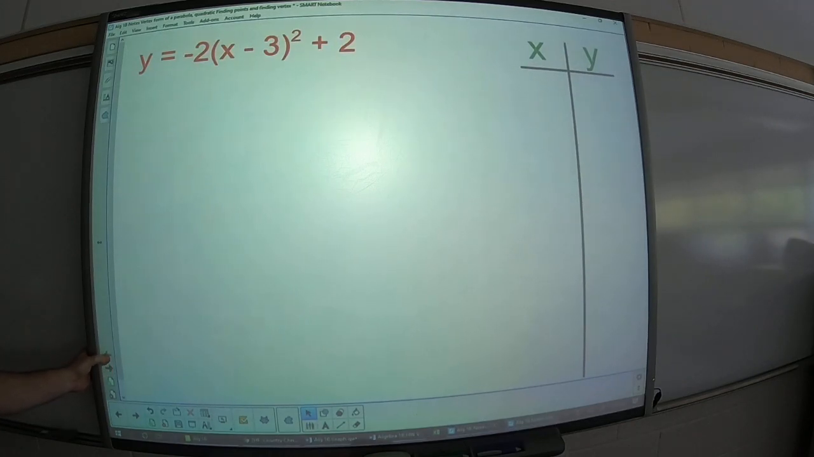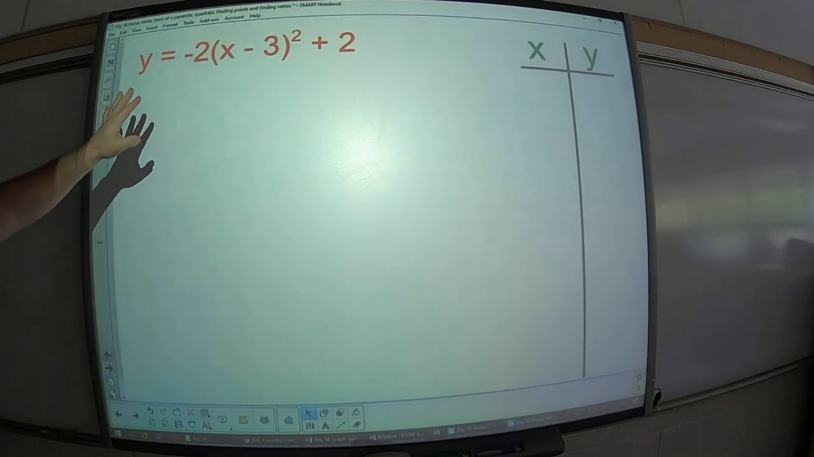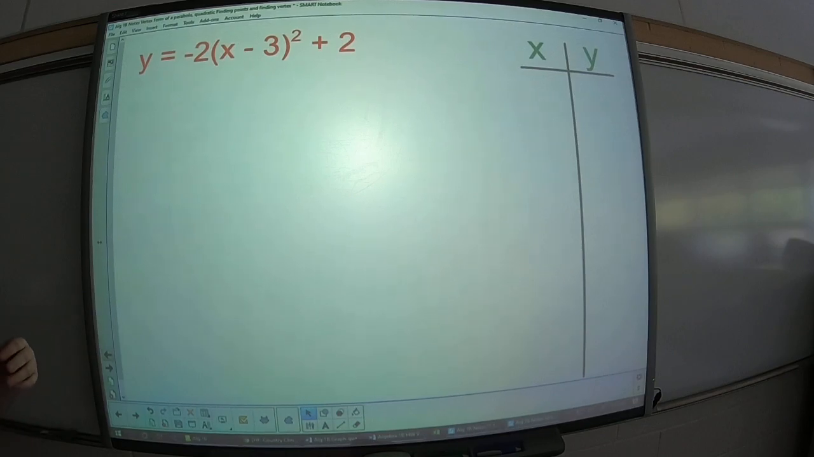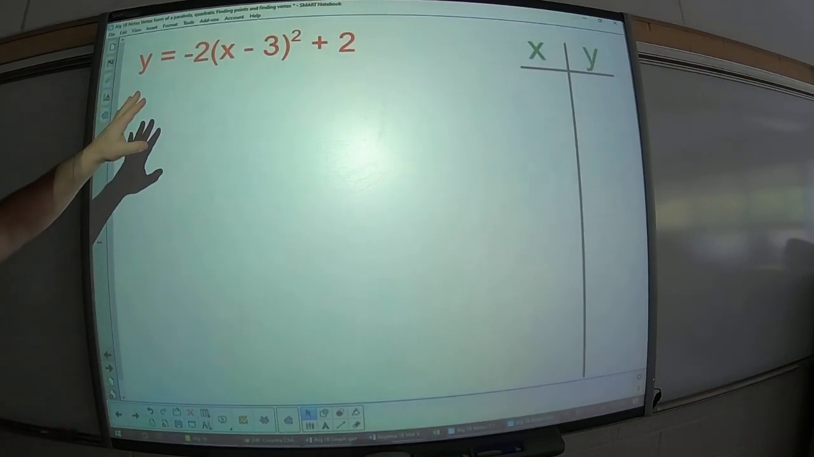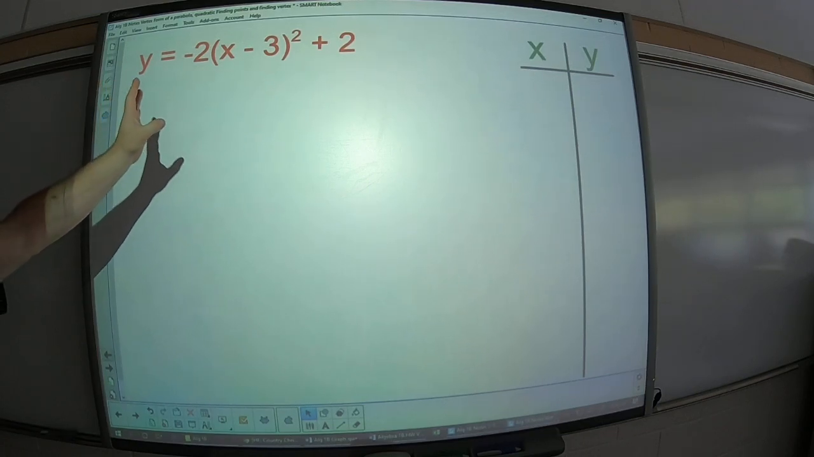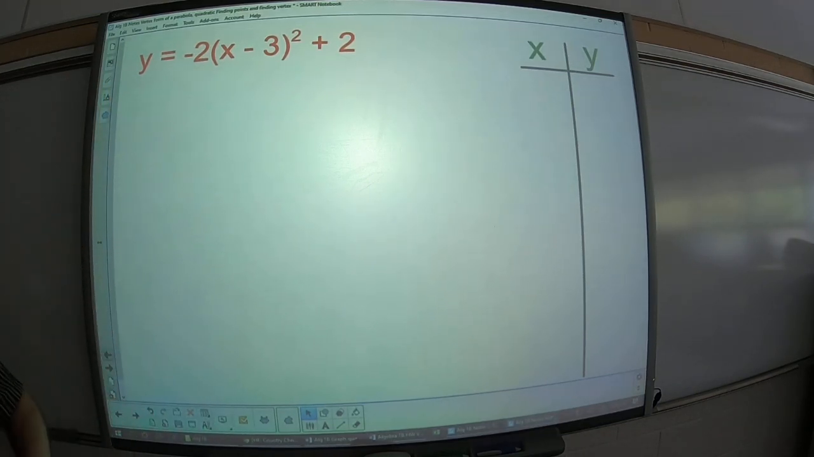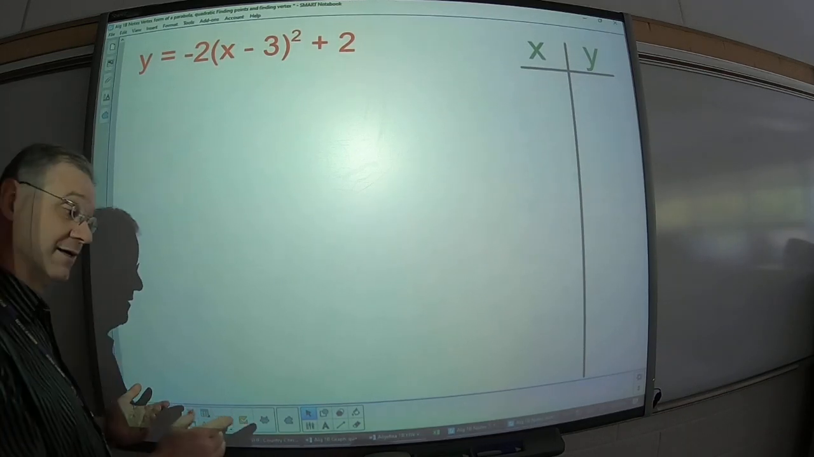All right, let's try this one. In fact, I'd like you to try this one on your own. First, find the vertex. So pause the video, find the vertex. Once you've found the vertex, then unpause, check to see if you're right, and then go ahead and pause it again and find 2 points on either side of the vertex and see how you did by unpausing the video.